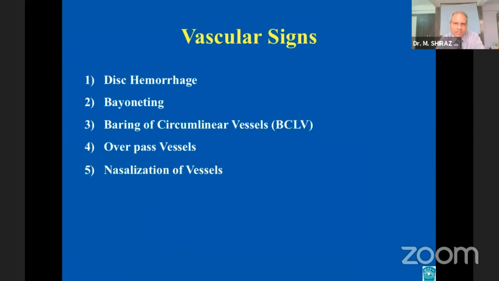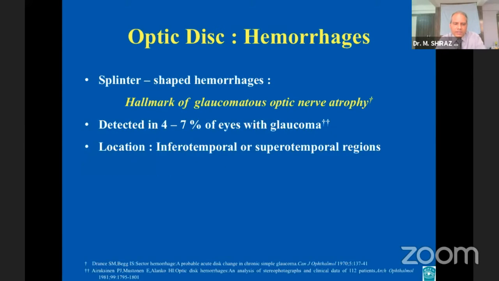Coming to the vascular signs, these can be disc hemorrhages, bayonetting, baring of circumlinear vessels, overpass vessels, and nasalization of vessels. Splinter-shaped hemorrhages or flame-shaped hemorrhages, also called disc hemorrhages, at the border of the optic disc are a hallmark of glaucomatous optic nerve atrophy.